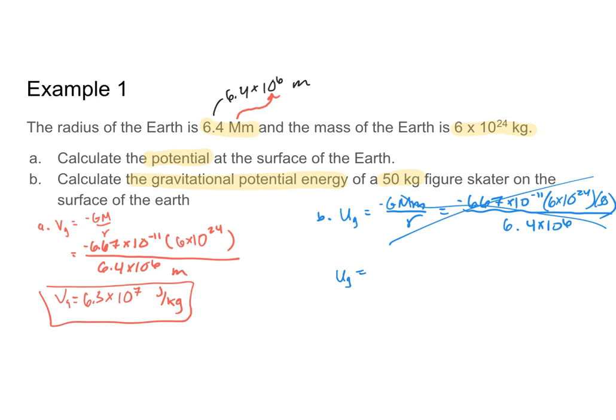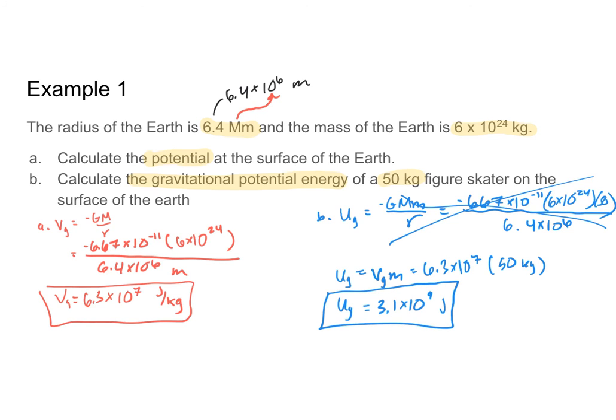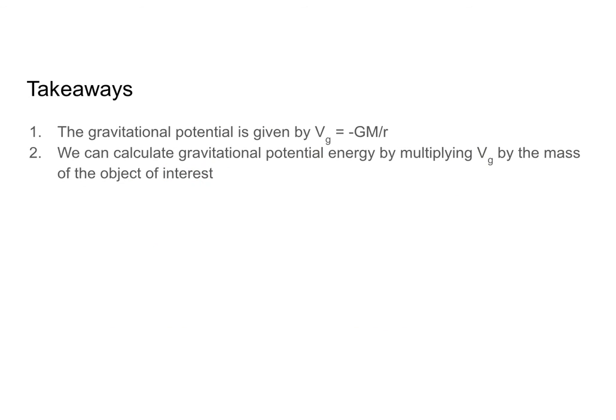Ug equals Vg times m. So our gravitational potential, V sub g, is 6.3 times 10 to the 7th, and the mass of our figure skater is 50 kilograms. So we multiply 6.3 times 10 to the 7th times 50, giving us a gravitational potential energy of 3.1 times 10 to the 9th joules. And there you have it. That is how we can use the gravitational potential to easily calculate the gravitational potential energy of any object given its mass.